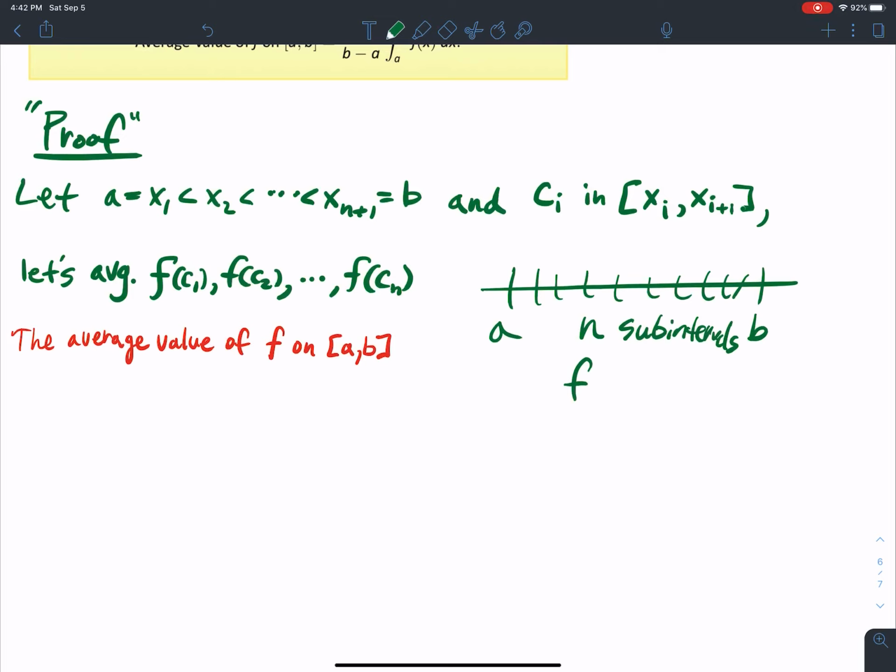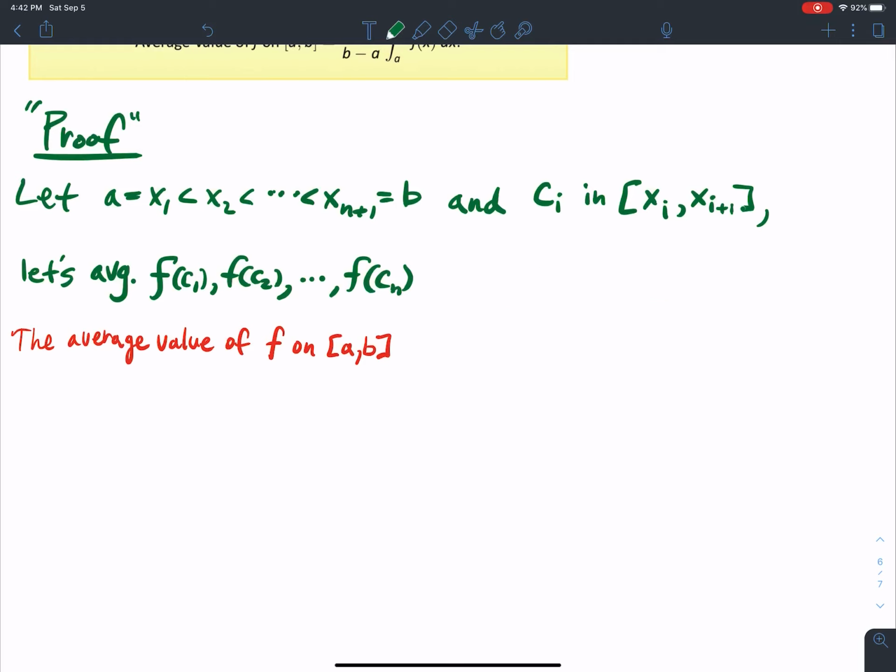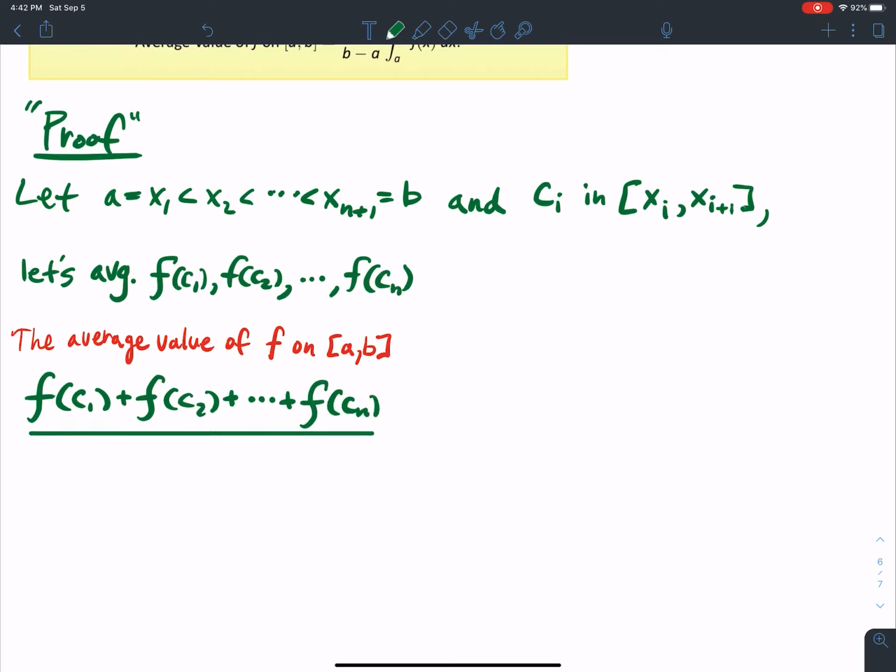So if I'm trying to average n items, how do I average numbers? Well, I add up all of the numbers, so f of c1 plus f of c2 all the way out to f of cn. And then I divide by the total number of them that I added up. Well, there were n total there. So the average value of f on [a, b] is this right here. That is that finite value there with n subintervals. But since we made it arbitrary, we're going to be able to take the limit as n goes to infinity and figure it out. We'll save that for the end.